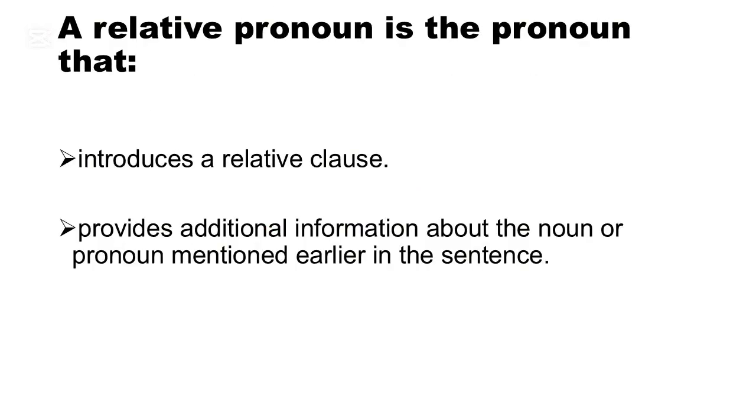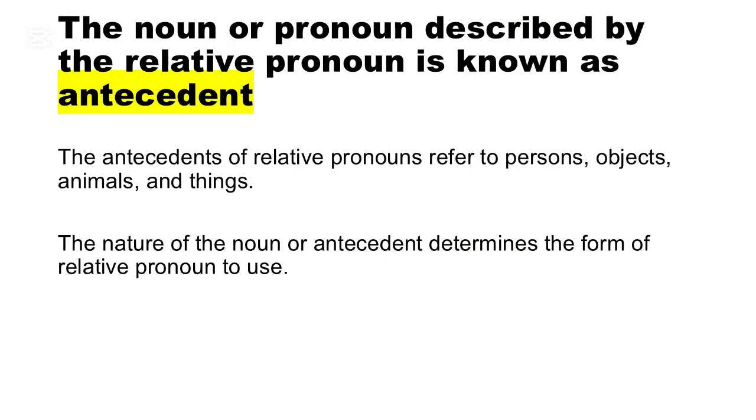So we can conclude that a relative pronoun introduces a relative clause, and it also provides additional information about the noun or pronoun mentioned earlier in the sentence. This is the job of a relative pronoun. The noun or the pronoun described by a relative pronoun is what you call the antecedent. And the antecedent can refer to anything once it is a noun. So we can get the noun coming from the animate group or the inanimate group.